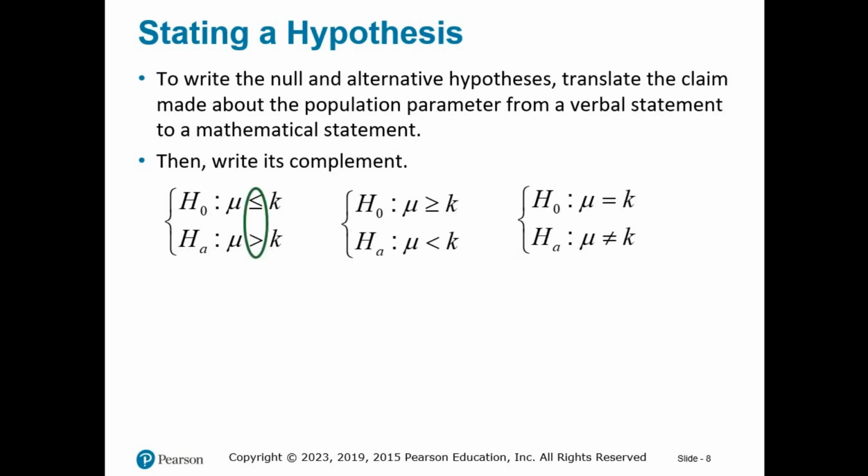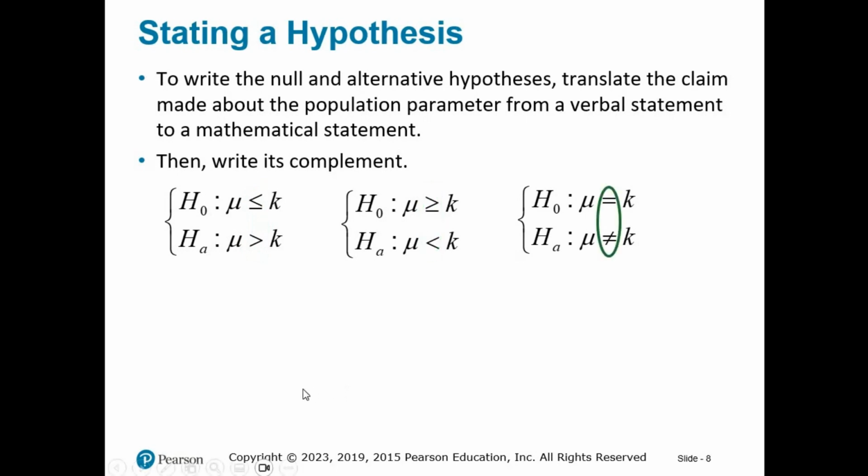So look at this first example. If the original claim had been about something greater than something, we would have written the alternative hypothesis first, and then written its complement as the null hypothesis, with less than or equal to after that. Think about what that means. Greater than is everything above a number, not including the number. So the complement to that, or opposite, would include the number and everything below the number. So the complement to greater than is less than or equal to.